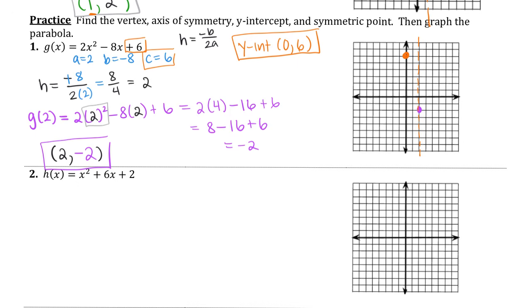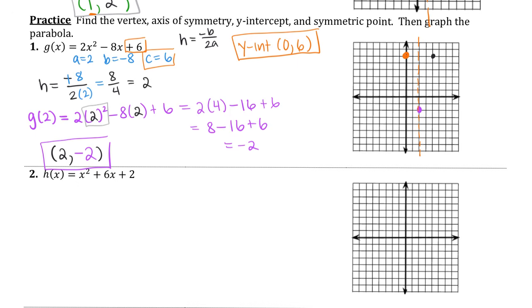Now there should be a symmetric point to the y-intercept. This is the axis of symmetry. Since the y-intercept's on the left, there should be a matching point on the right. It's exactly 2 units away, so I'm going to go 2 units on the right and do the same. Okay, now this is enough information to get a good graph.